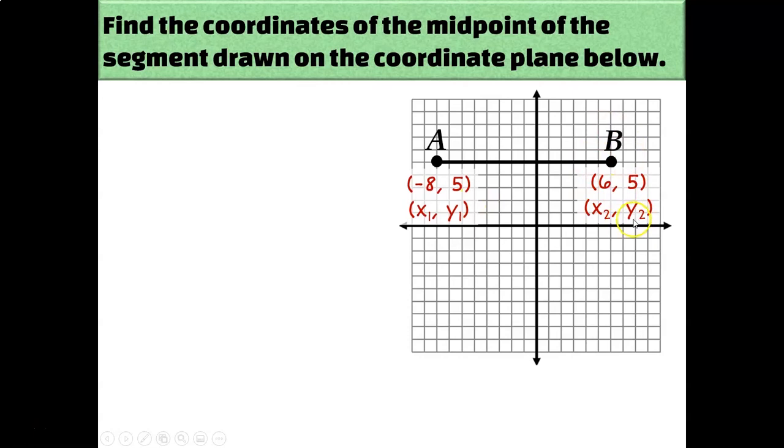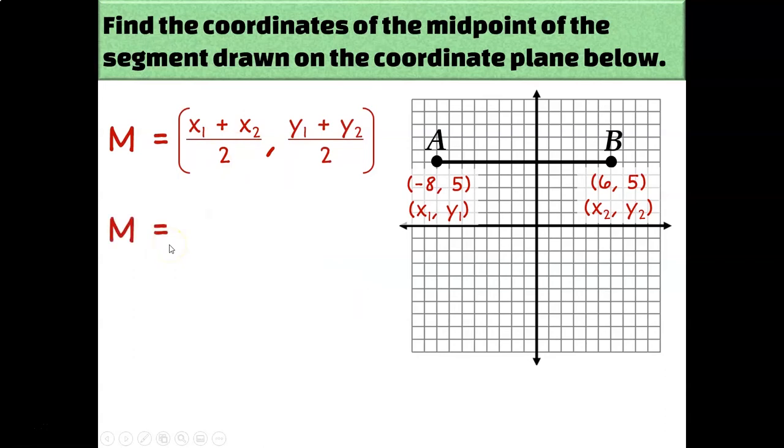And labeling your numbers like this makes it really easy to fill in your formula. So let's do it. My midpoint is x1 and x2. So x1 was negative 8, x2 was positive 6. So I have negative 8 plus 6. Then I'll divide that by 2. Write a comma. And let's do the same thing for our y's.